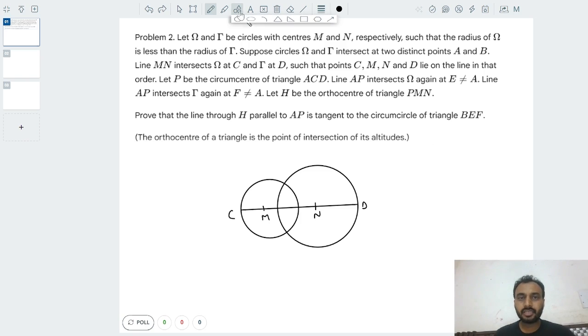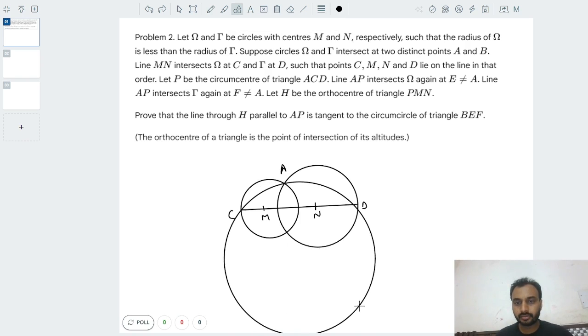Then P is the center of the circle passing through C, A, D. So this is point A, and we draw a circle passing through C, A, D having center P. Let's say its center is somewhere here, and if we connect A to P, it intersects the first circle at point E and the other circle at point F, right?